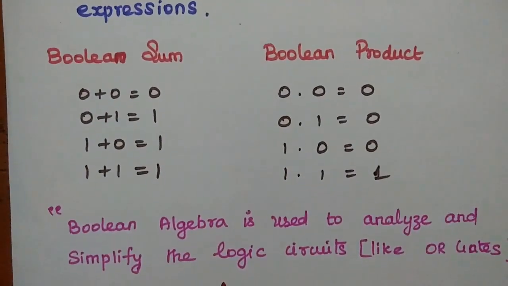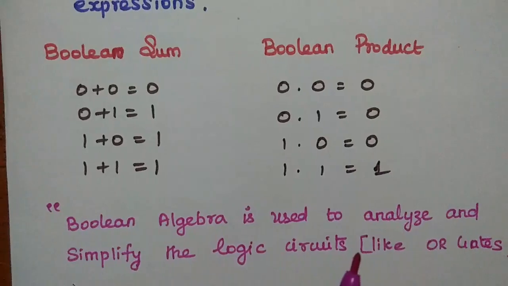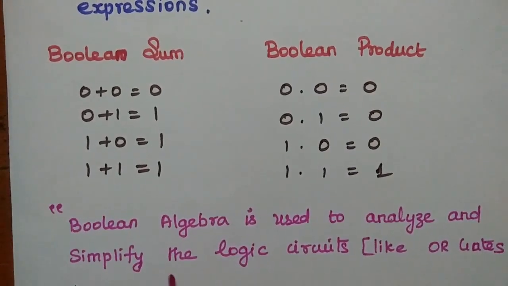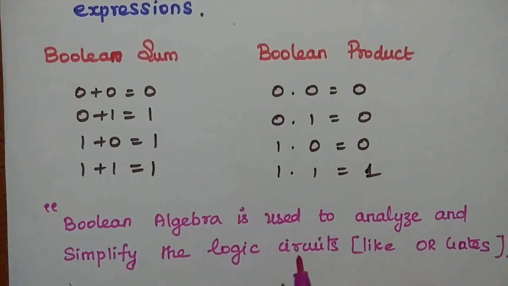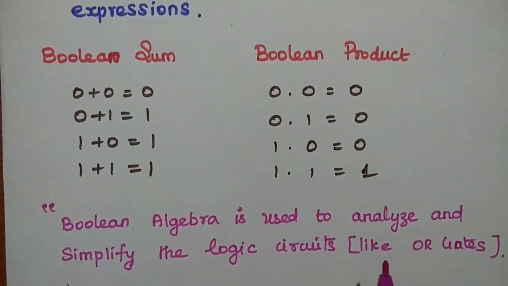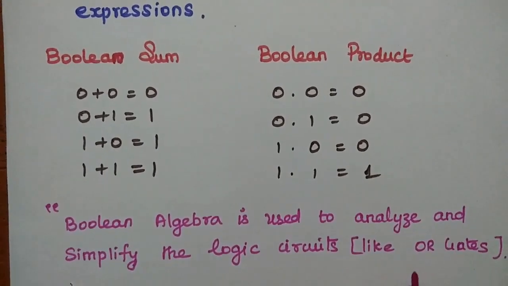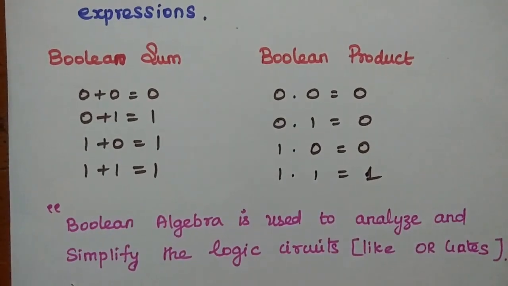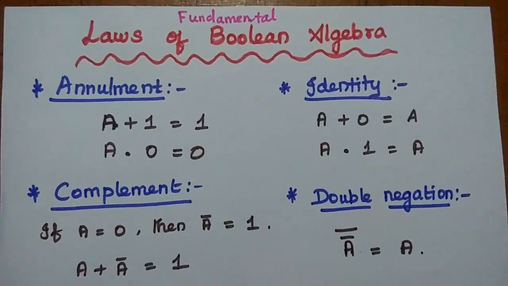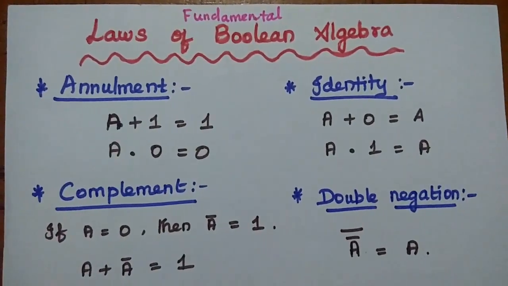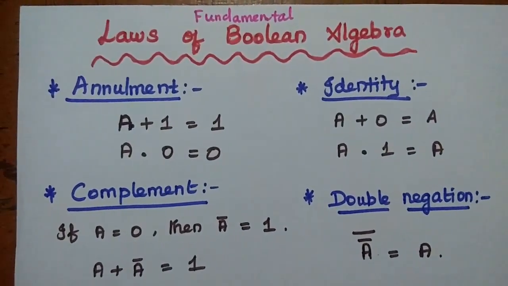Boolean algebra is mainly used to analyze and simplify digital logic circuits. Here digital logic circuits are like OR gates, AND gates, NOT gates. Okay, these are the digital logic circuits. Next we are going to discuss the fundamental laws of Boolean algebra.